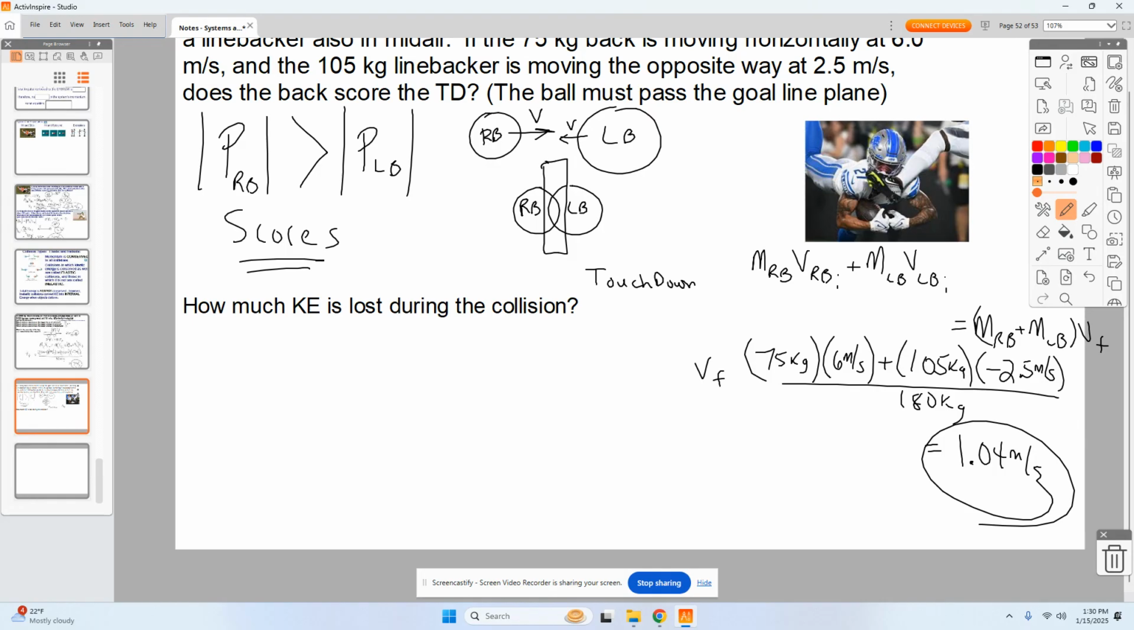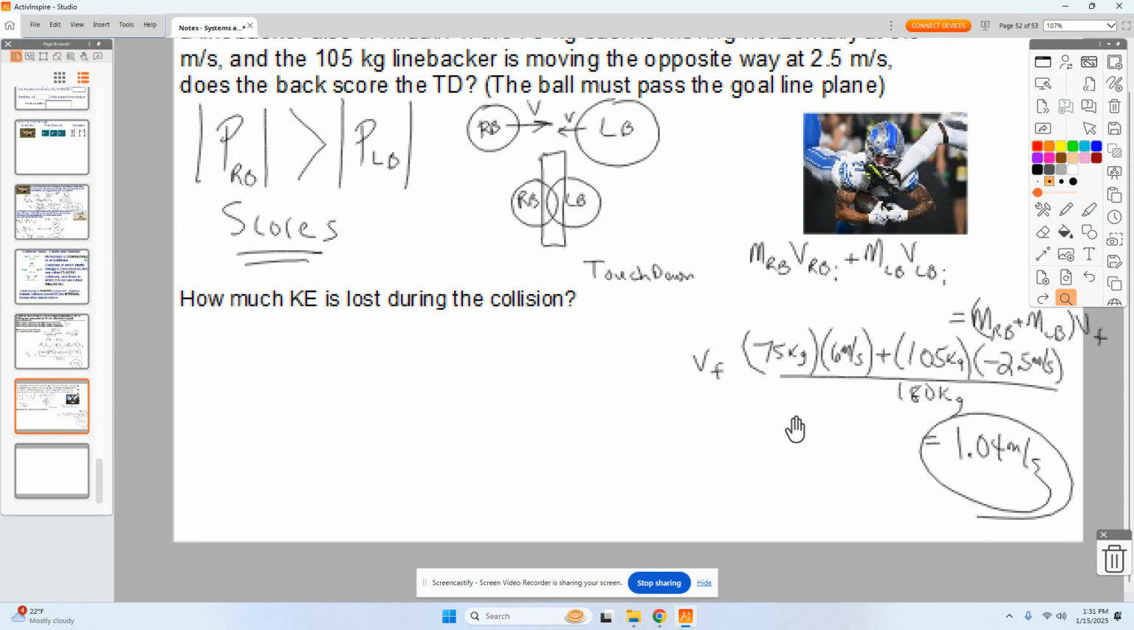The number I'm getting there is 1.04 meters per second is how fast they're going to continue to move into the end zone. And hopefully I did that math right. Remember that number. Anyone confirm? Okay.